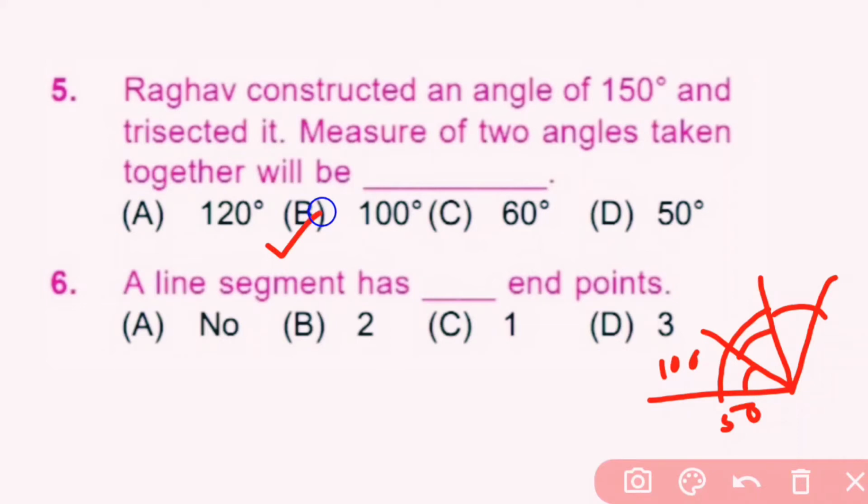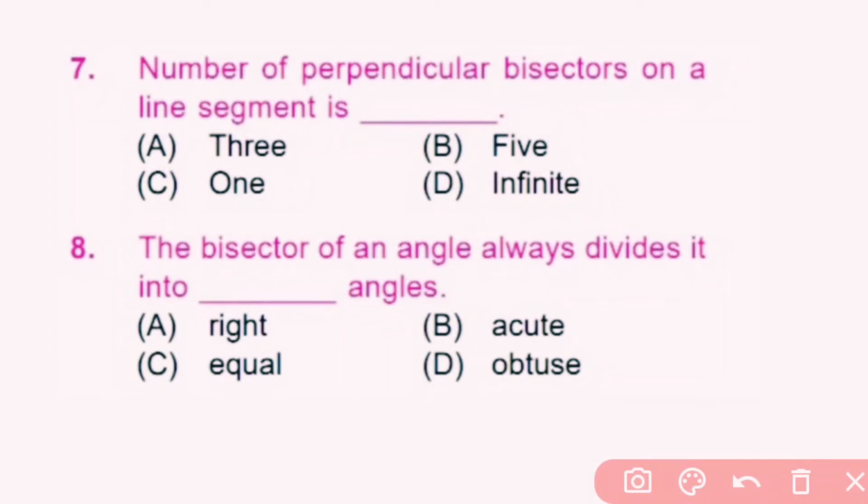Question number 6. A line segment has dash end point. Line segment has two end points. So here B is correct answer. Question number 7. Number of perpendicular bisector on a line segment is dash. So number of perpendicular bisector on a line segment is 1. So here C is correct answer. Question number 8. The bisector of angle always divided into equal angles. So here C is correct answer.